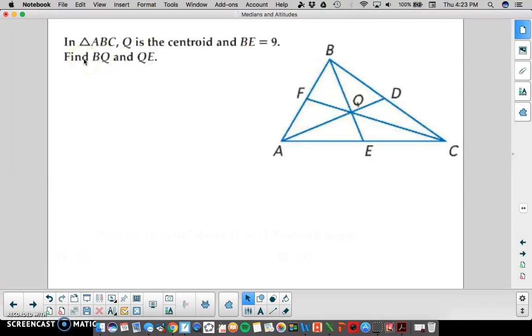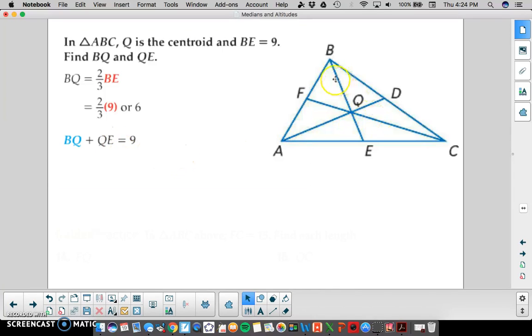Okay, we're going to use that relationship here. In triangle ABC, Q is the centroid and BE is 9. Find the measure of BQ and QE. Well, BE is the length of that entire median. So I know that BQ is 2/3 of the way, and QE is 1/3 of the way of that median. So I want to find BQ, so I can take 2/3 of 9, which is just 6.